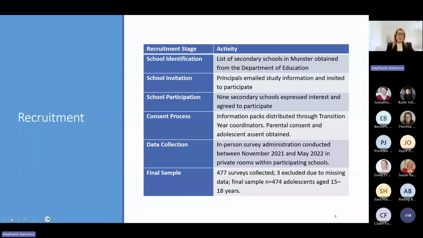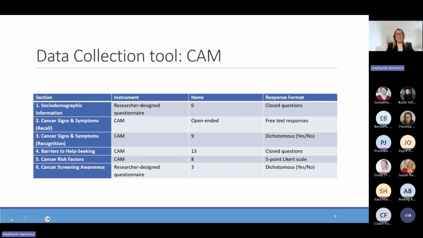Data collection occurred in person in the schools, and the schools organised a room for the collection of data and the presentation to take place. That was for a duration of about 2 hours, which included the intervention and the pre and post. But today we're just going to focus on the pre-results only. In our final sample, we had 477 surveys collected. We excluded 3 due to missing data. So our final sample was 474 adolescents, again, aged between 15 and 18 years.